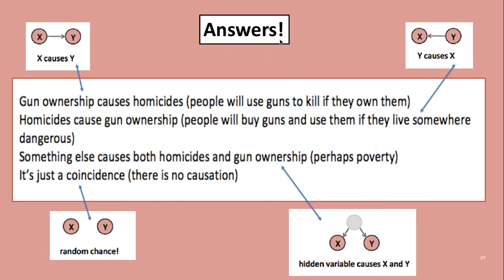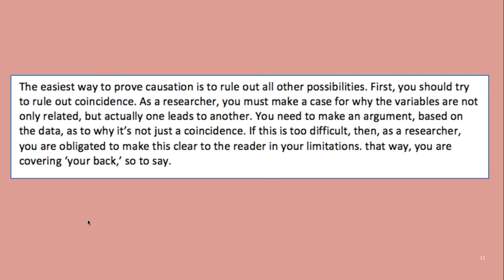All right, here are our answers. What we see is X causes Y. Gun ownership causes homicides. Or Y causes X. Homicides cause gun ownership. What about a hidden variable? Something else causes both. And here, random chance, there is no causation, it's just a coincidence.